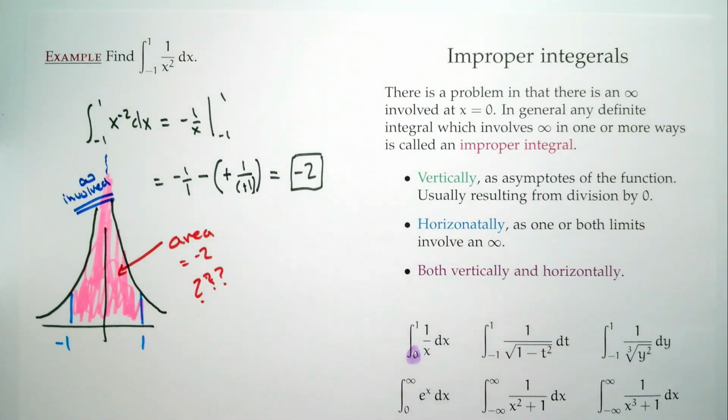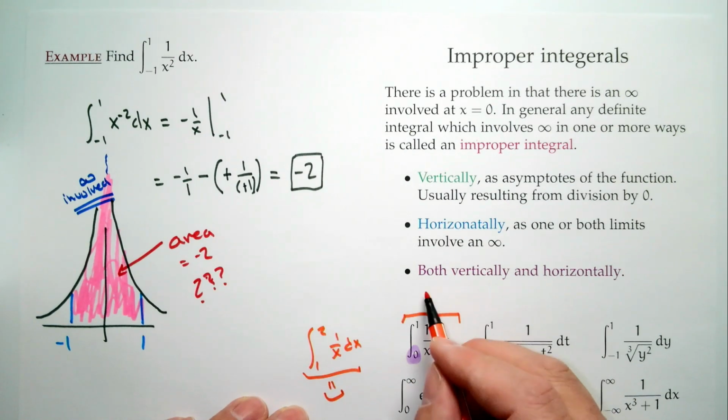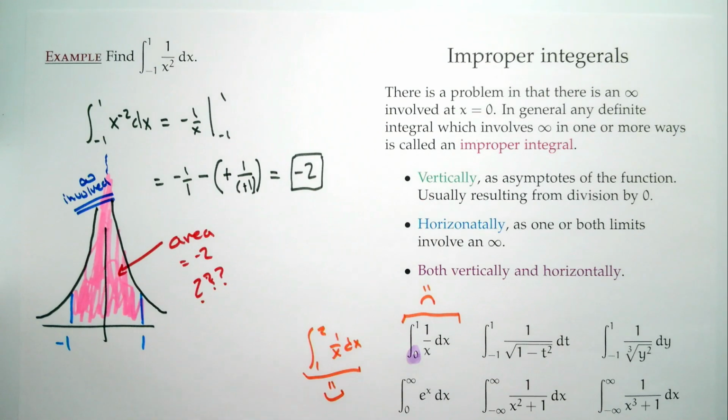Now, if I had asked the question, integral 1 to 2 of 1 over x dx, is this an improper integral? No. We're happy with this one, but this one we're not happy with, because we have to deal with infinity, so we have to deal with it in a special way. How about this one? Integral from negative 1 to 1 of 1 over square root of 1 minus t squared. Proper, improper, or why is it improper?